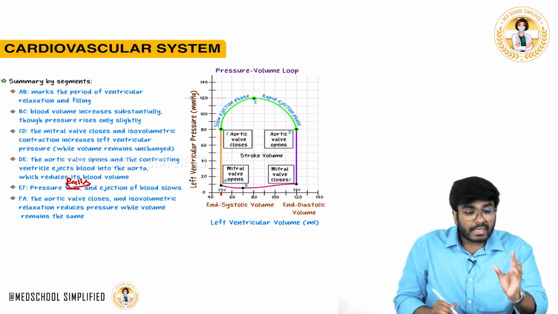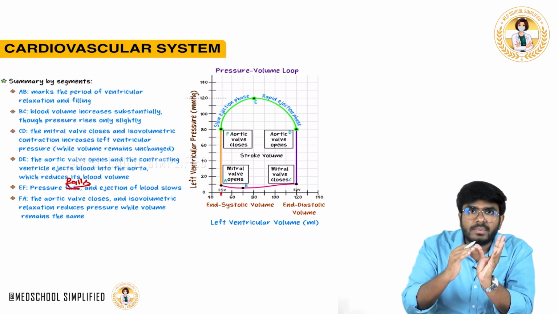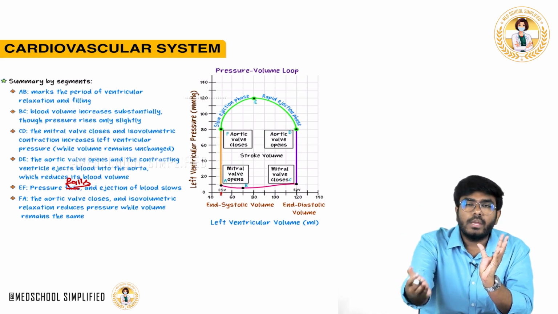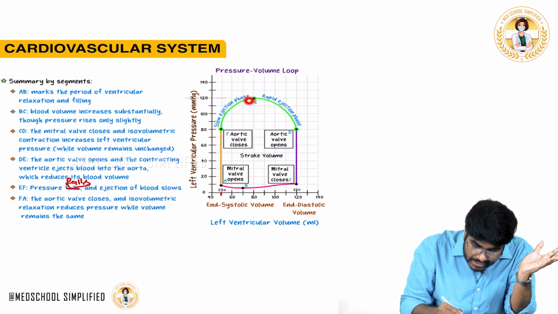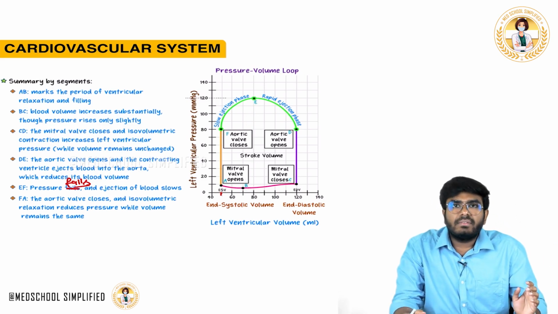As I have discussed with you, in the left ventricle the volume of blood goes down. Why? Because blood is ejecting into the aorta. So there is a volume change. The graph is moving towards the left, which means volume is decreasing. With this, all the events of the left ventricular pressure volume loop are completed.